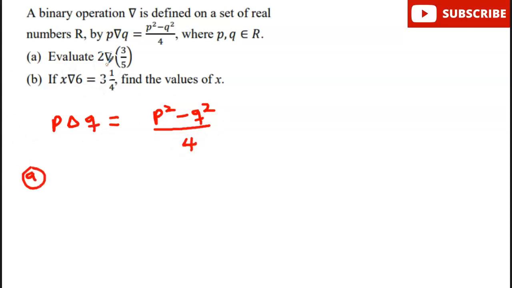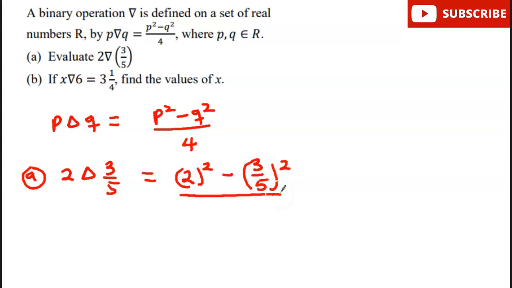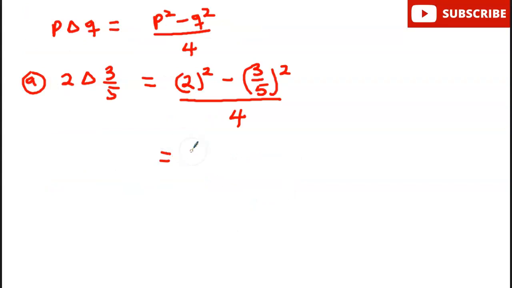So A, if you want to find 2 operation 3 on 5, so this is the rule. So it means that wherever we see P, we put 2. Wherever you see Q, 3 on 5. So this will be equal to 2 all squared minus 3 on 5 all squared over 4. So 2 squared is 4, then 3 on 5 squared. So we square 3, which is 9, over 5 squared, which is 25, all over 4.